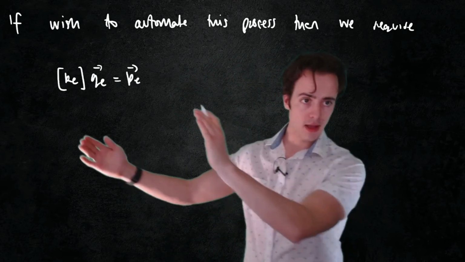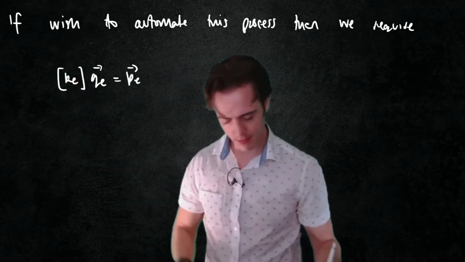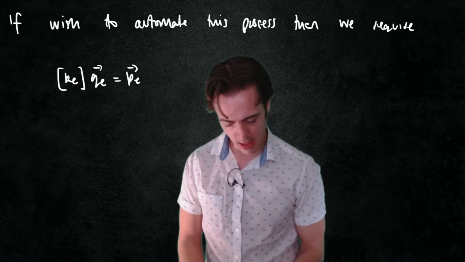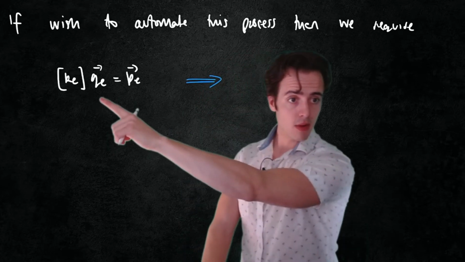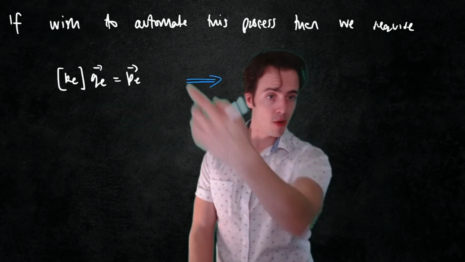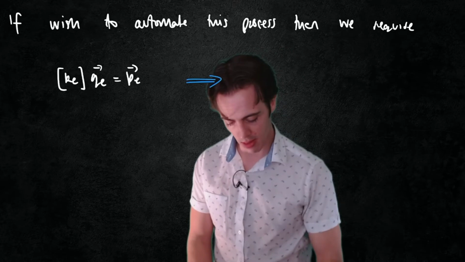So we need to take these. This is a local relationship for this element. We need a means to be able to transform this into the same element relationship but written in global coordinates, and then that would look like this.